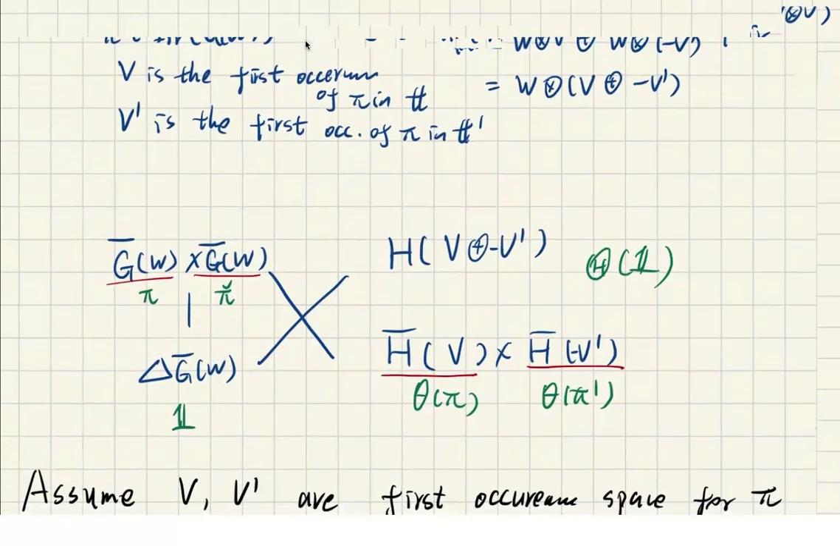So we consider sigma. Let's take sigma to be the trivial representation. And sigma prime to be the product of representations, the tensor product of small theta pi with small theta pi prime.